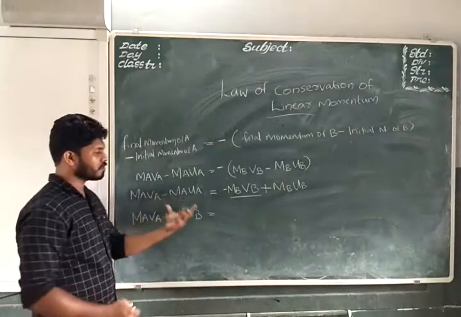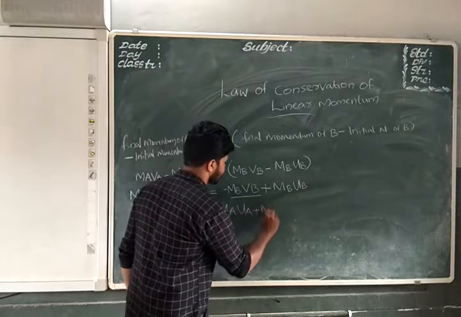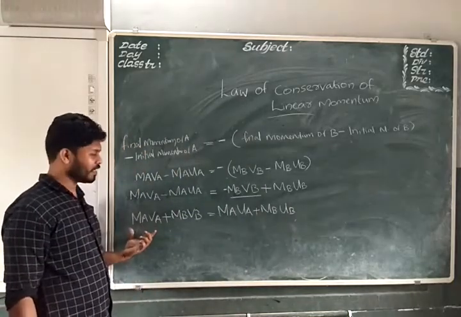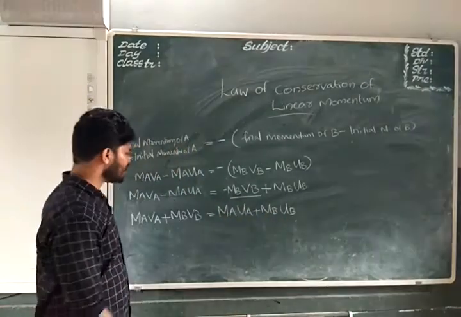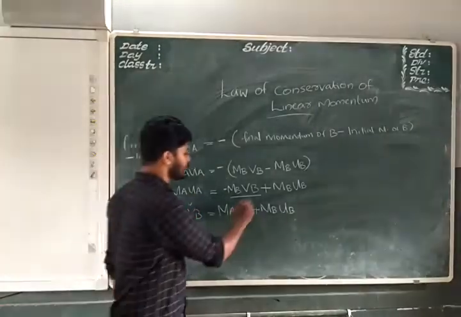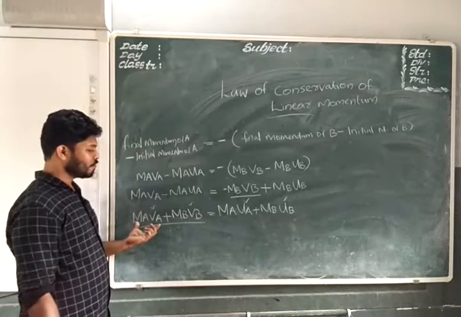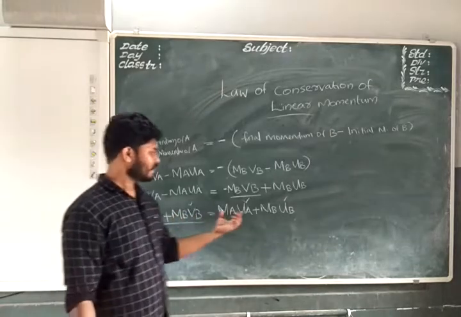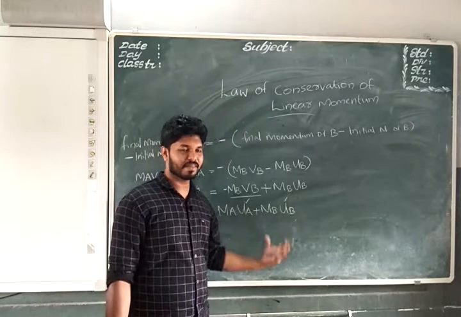Now I am taking this negative term to here, MAUA plus MBUB. See, MAVA plus MBVB equals MAUA plus MBUB. What is similar in the two terms? Final velocity, final velocity. Here it is initial velocity, initial velocity. What is MAVA? Final momentum of A. What is MBVB? Final momentum of B. What is MAUA? Initial momentum of A. MBUB is initial momentum of B, isn't it?